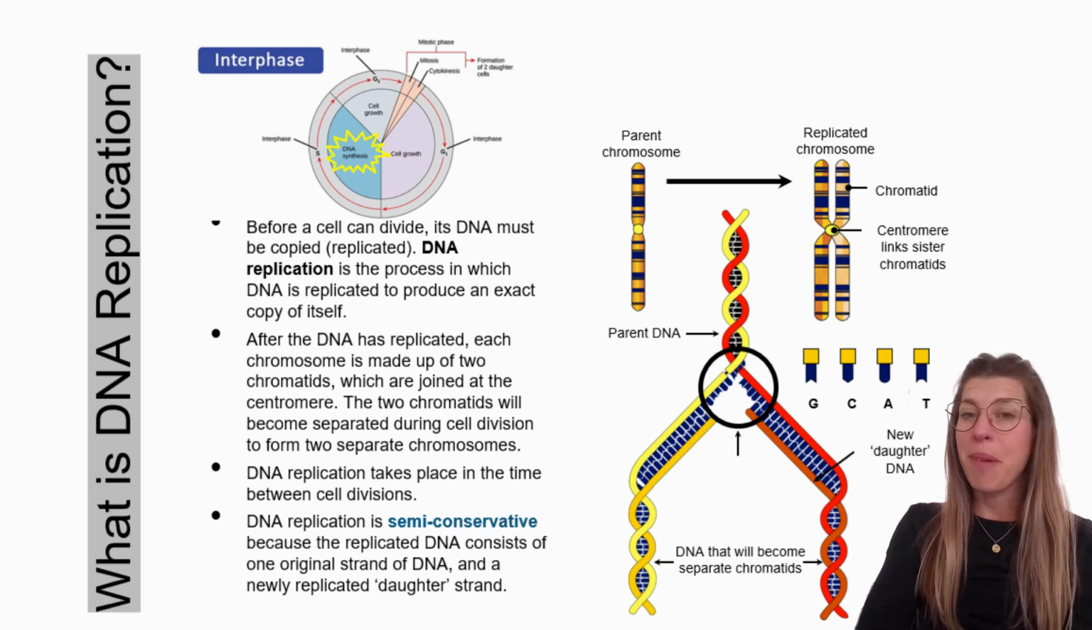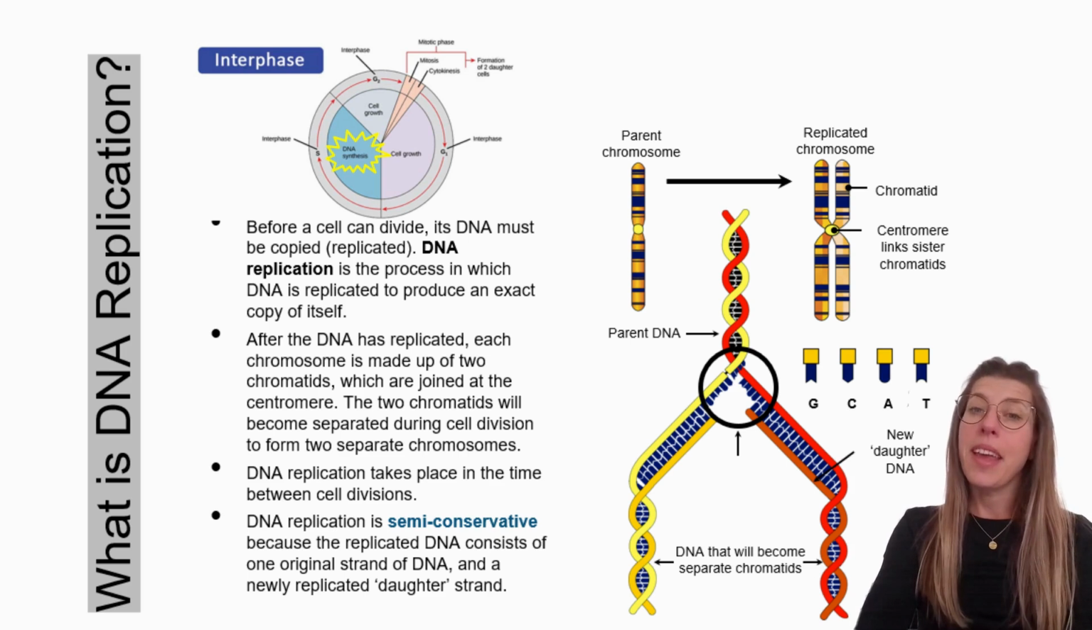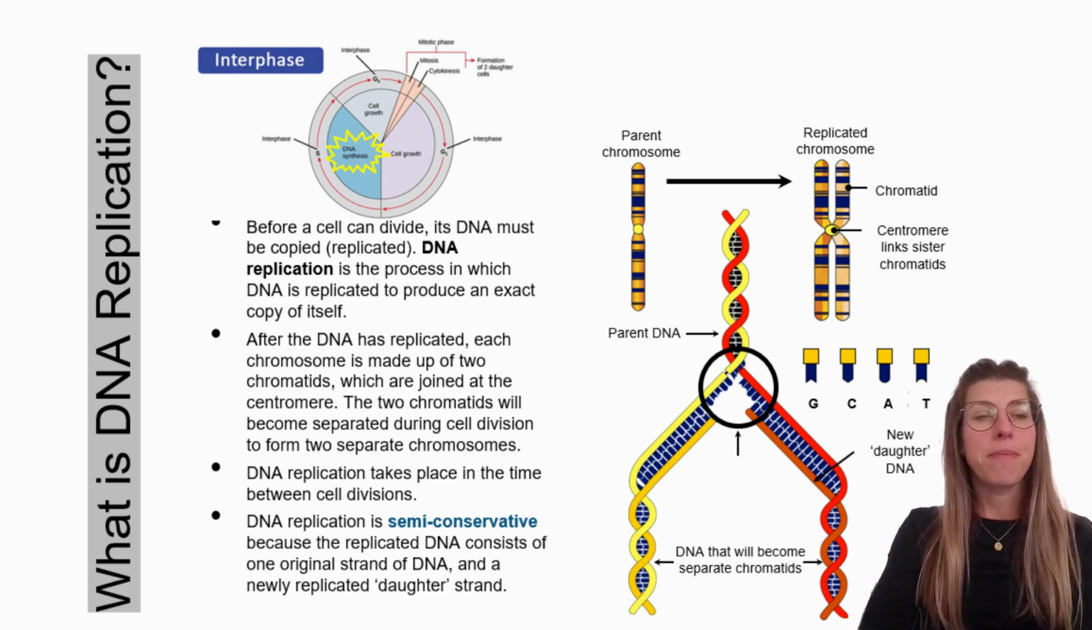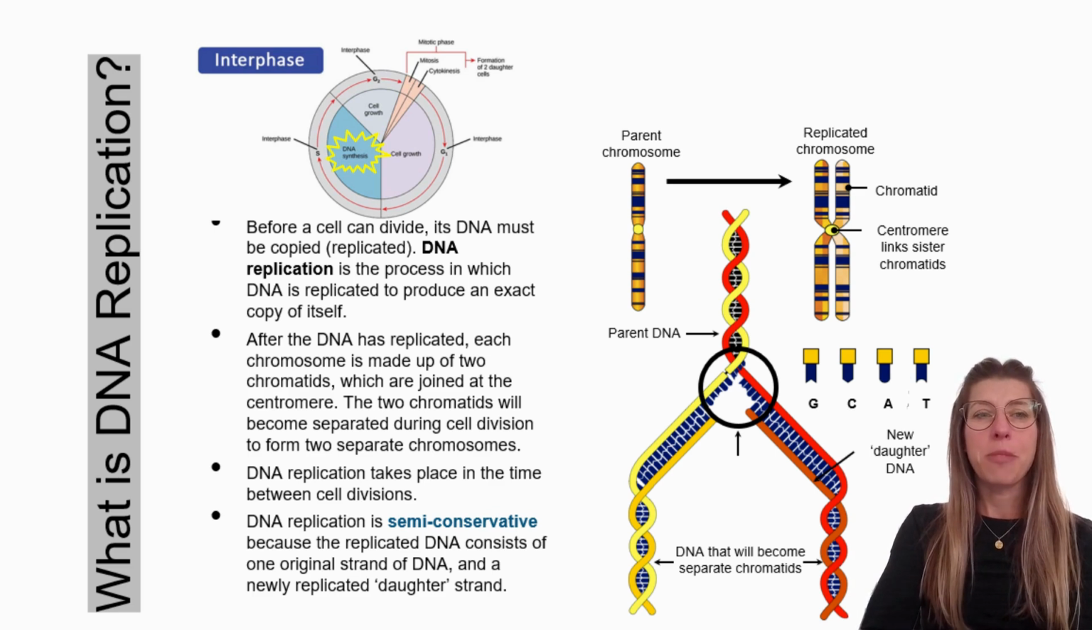So replication happens quite a bit, every time a cell must create a copy of its DNA before that division phase, before mitosis, and then eventually cytokinesis occurs. So let's talk about this process today. So we know its DNA must be copied. When we talk about making a copy, that is replication. And DNA replication is the process in which DNA is replicated to produce an exact copy of itself, okay?